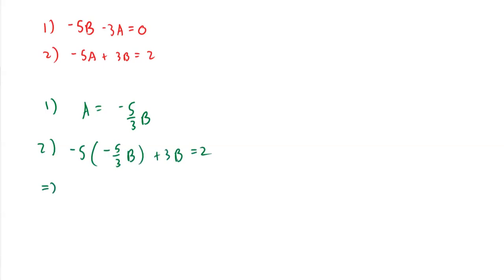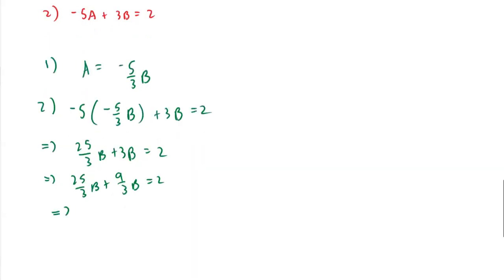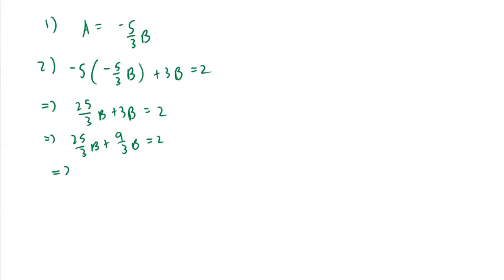So let's simplify. So we get 25 over 3 b plus 3b equals 2. So let's combine them. We need a common denominator, which would be 3. So this becomes 25 over 3 b plus 9 over 3 b equals 2. And now we can combine them since they have the same denominator. We get 34 over 3 b equals 2. Then multiply by 3, divide by 34.